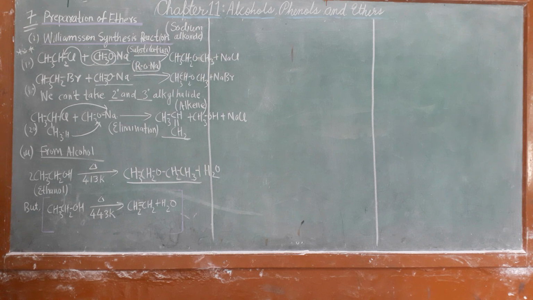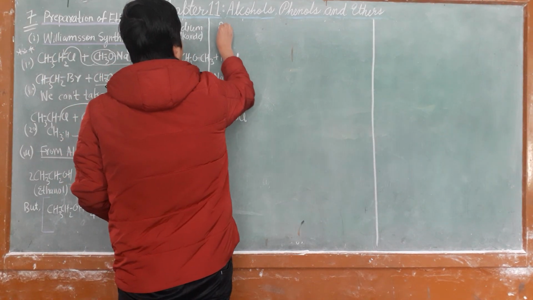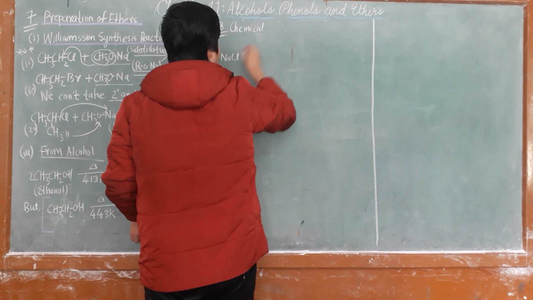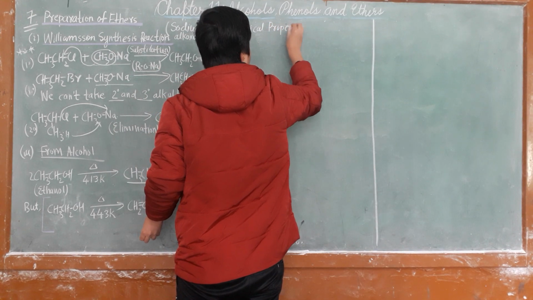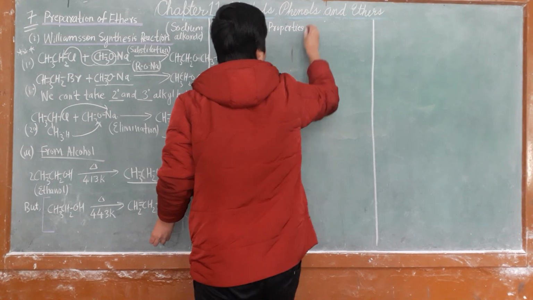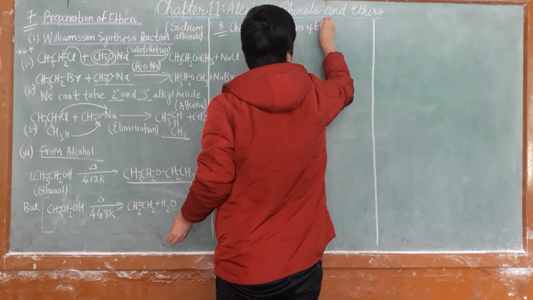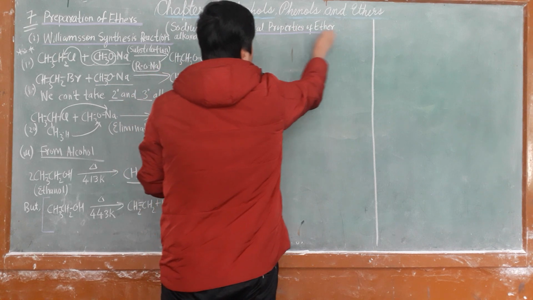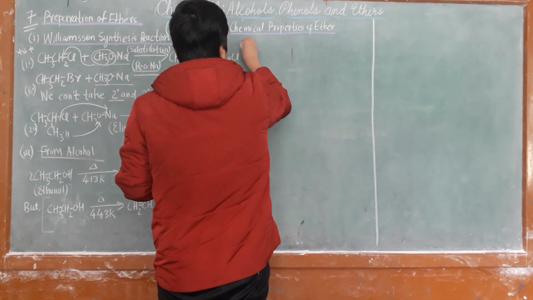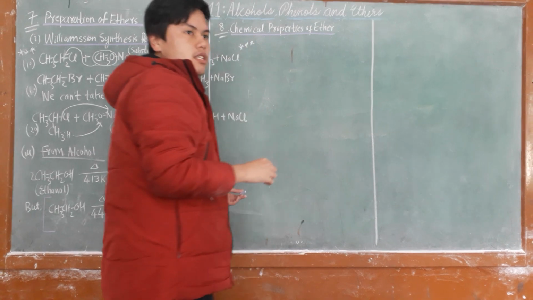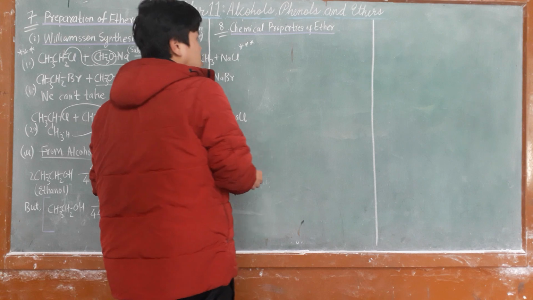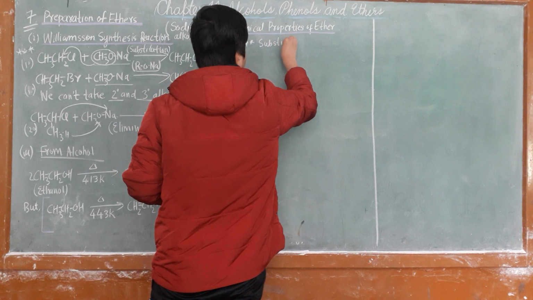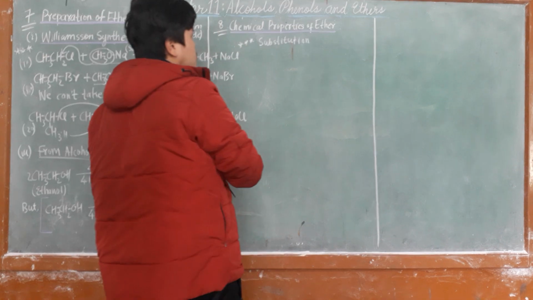Okay, so now the next topic, that is 8.1, chemical properties of ether. The one that is often asked in your exam is the substitution mechanism. As we don't have much time, we will do the chemical properties, substitution.